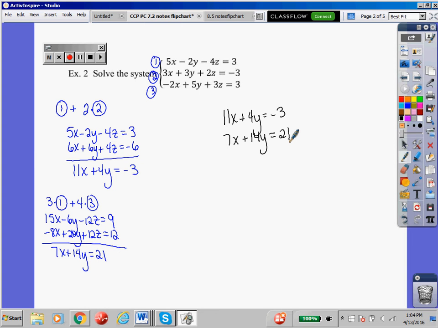Now I've got it down to 2 letters, and I know how to do that. I have more confidence with that. So with a system with 3 equations, all you're doing is adding one extra step where you're trying to eliminate one of the variables. All right, so I'm going to go ahead and get rid of y. That one makes a little bit more sense to me.